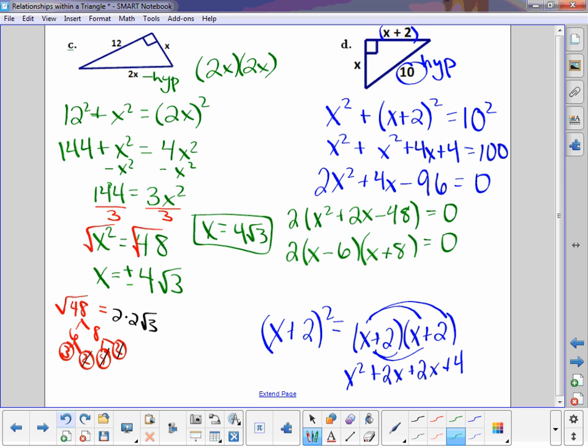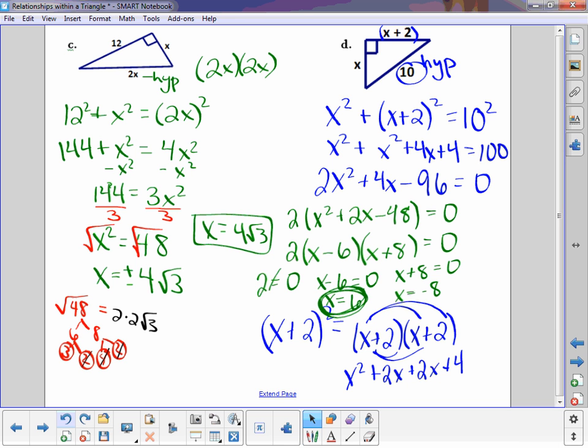Okay, so now we set each factor equal to zero. Can 2 ever equal 0? Nope, so that gives me nothing. There's not even a variable there. X minus 6 equals 0, x plus 8 equals 0. What are my possible answers? X equals 6 and x equals -8. Can I use one, both, or none? Just one of them, x equals 6. Questions on that?